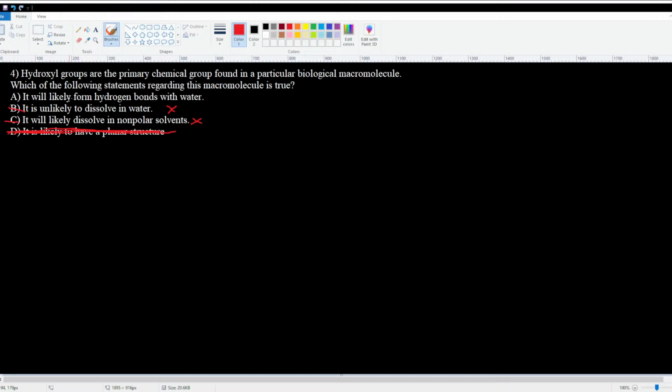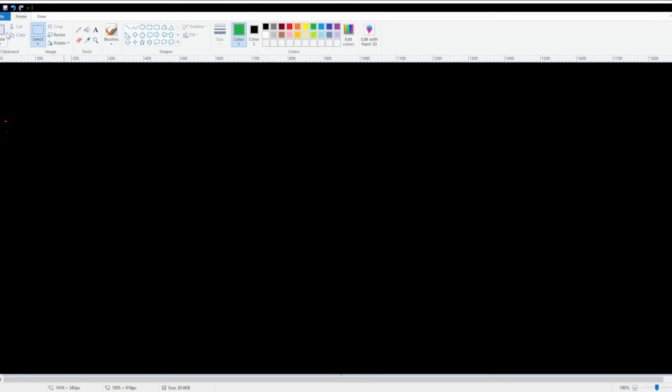How about A? It's likely to form hydrogen bonds with water. Absolutely, right? Let's look at a hydroxyl. We have a partial positive charge on the hydrogen and a partial negative charge on the oxygen. So what's this going to do? Well, when we have another water molecule, it's going to make a hydrogen bond, of course, because we have a partial negative charge on the oxygen. So it's likely to make hydrogen bonds with water. That's absolutely correct. So yes, that's number 4. Very long tangent over. Let's move on to number 5.